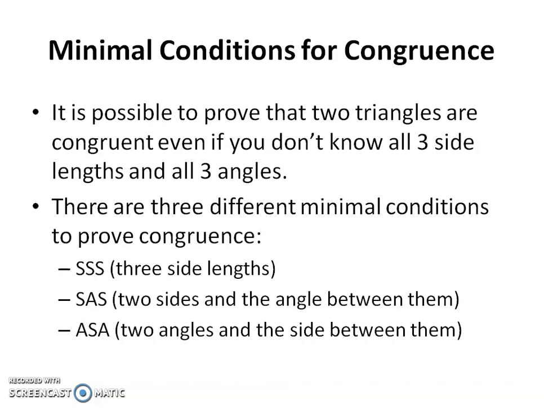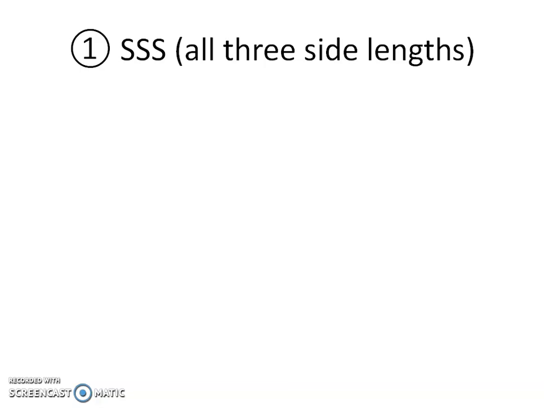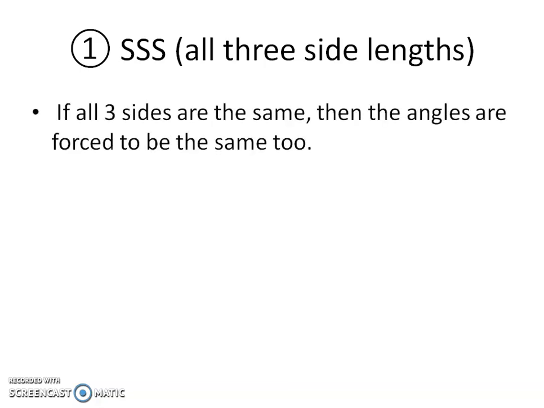So condition 1 is that you know all three sides. If you know all three sides, the angles have to be the same. If you know two sides and the angle contained between those two sides, SAS is a shortcut for that. That's a minimal condition to prove that things are congruent, and same for two angles and the side length contained between them. So here's the first one, side, side, side. If all three sides are the same, the angles are forced to be the same too.